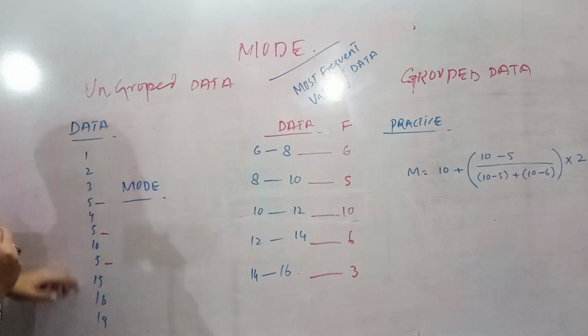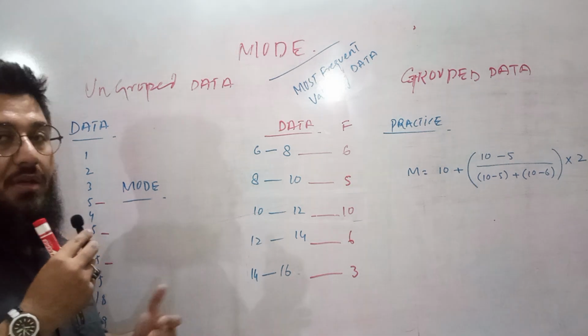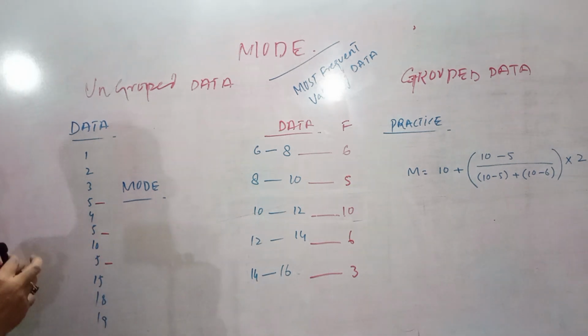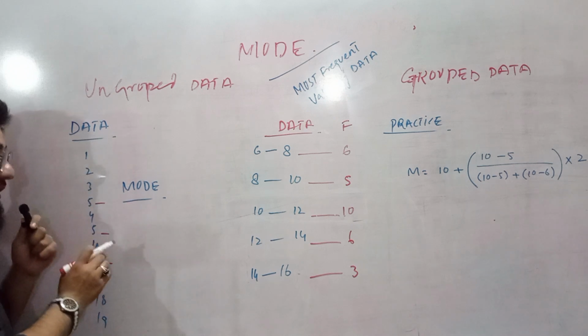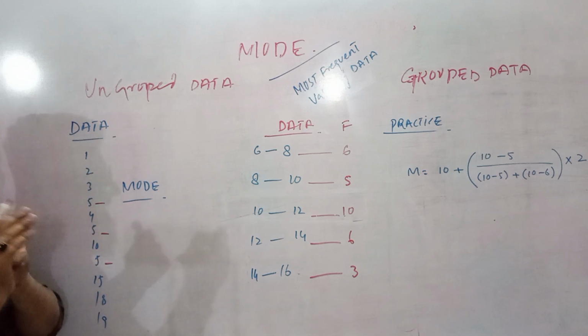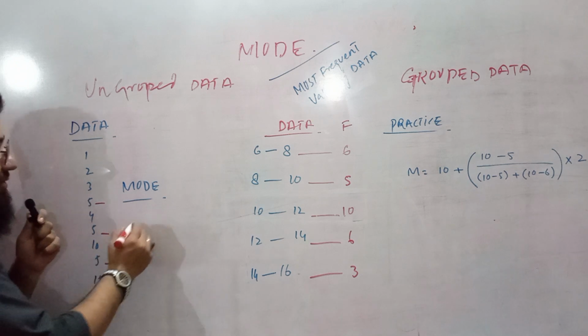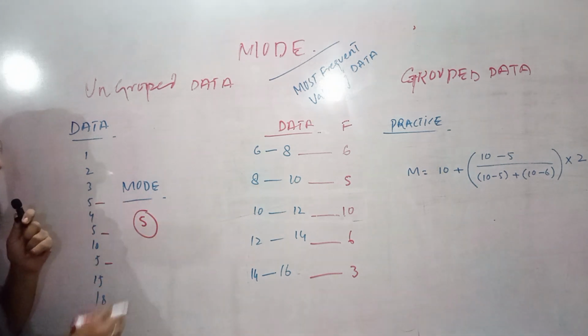So 5 is repeating 3 times. The value which is repeating time and again, or which is more frequent than the others, that value is the mode. So from this data, we got that 5 is repeated 3 times, so this is our mode. 5 is the mode of all this data.